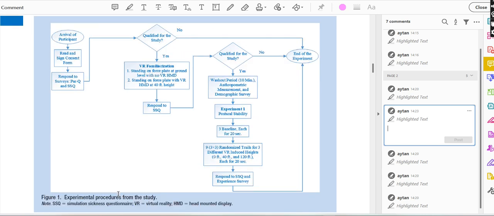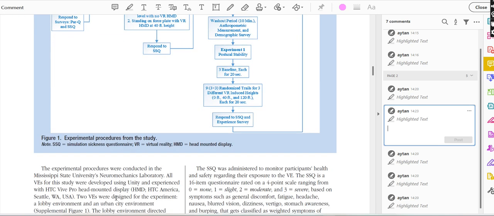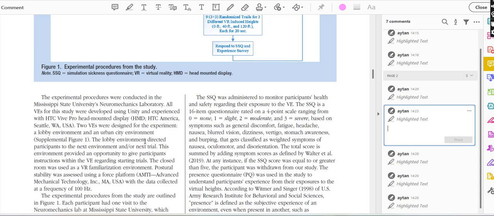The experimental procedures were conducted in the Mississippi State University's Neuromechanics Laboratory. All VEs for this study were developed using Unity and experienced with HTC Vive Pro head-mounted display. 2 VEs were designed for the experiment, a lobby environment and an urban city environment. The lobby environment directed participants to the next environment and/or next trial. This environment provided an opportunity to give participants instructions within the VE regarding starting trials. The closed room was used as a VR familiarization environment.